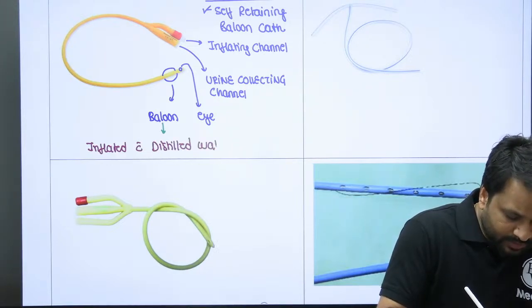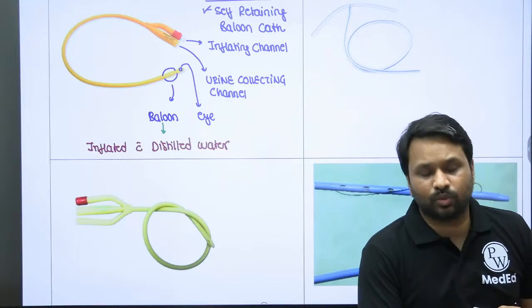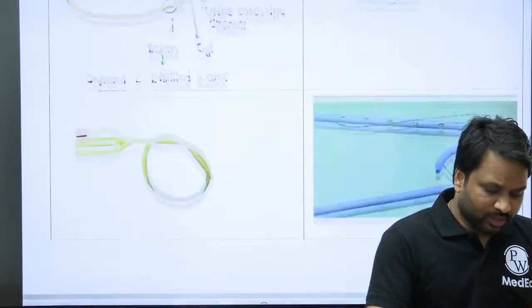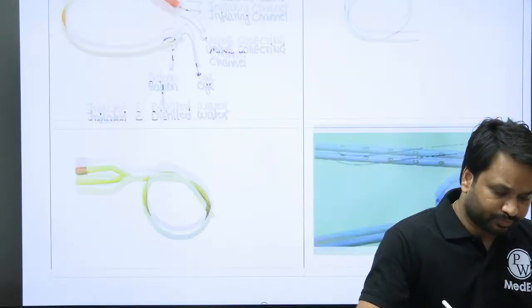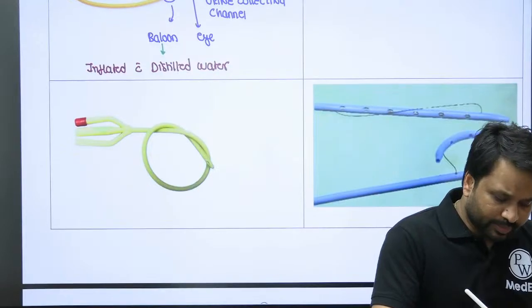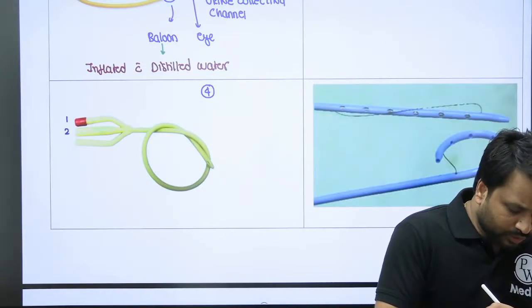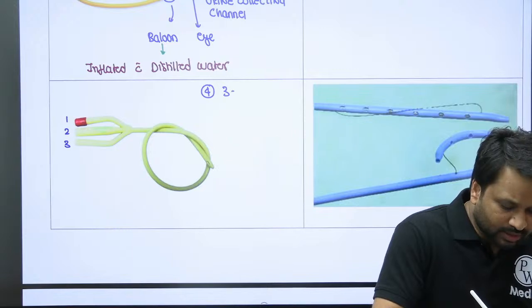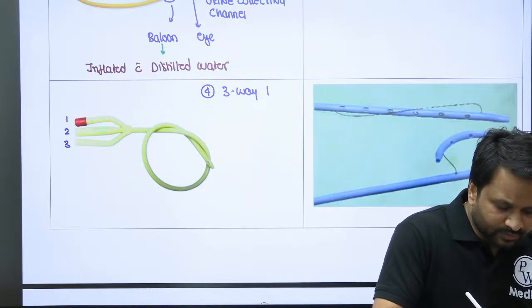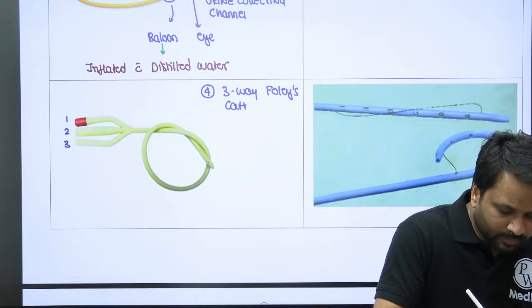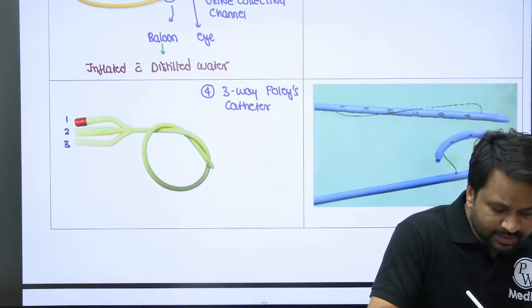This must be inflated with distilled water, right? Then you have image number 4. Image number 4 is also a Foley's catheter, but you can see this is 1, 2, 3. So this is what we call a three-way Foley's catheter.